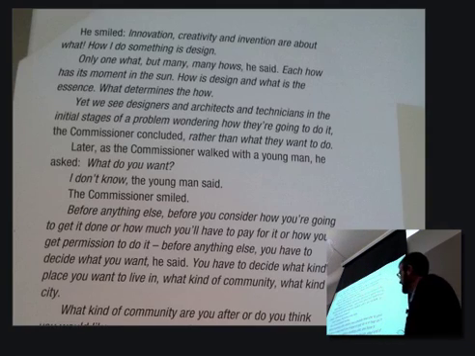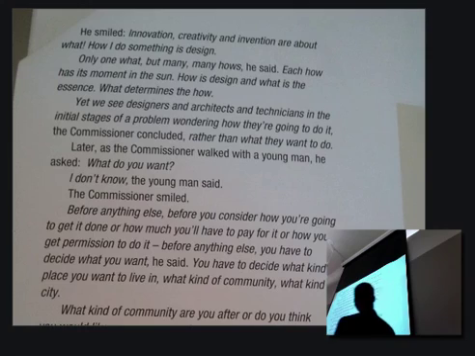The Commissioner of Curiosity and Imagination goes on. This is a sequel that came out in 2009. He talks about this problem where designers and architects and technicians in the initial stages of a problem, wondering how they're going to do it, is happening before they know what they are going to do.